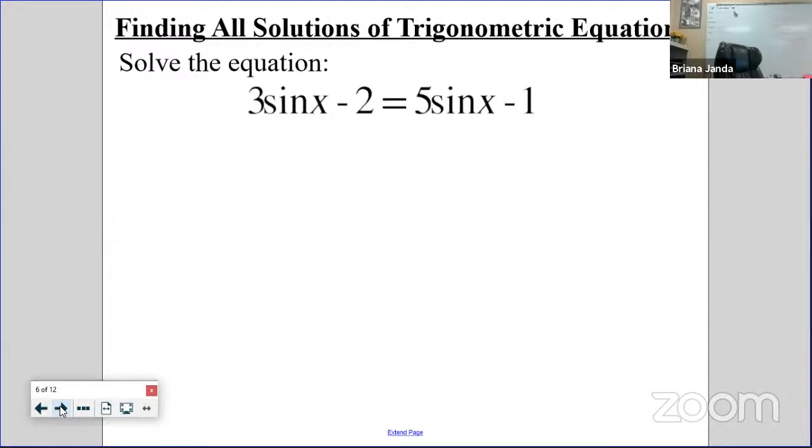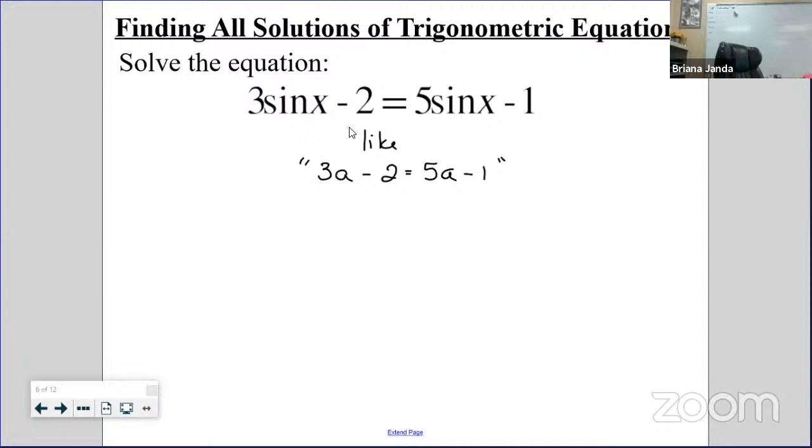When we see these problems, remember the sine of x, cosine of x, tangent of x, all of those, think of it as a variable. So this is similar to 3a minus 2 equals 5a minus 1, right? It's not a, it's sine of x, but I solve it just the same. I get my like terms on one side. I get everything else that's not on the other side. I get that like term completely by itself. And then we have to think through our unit circle, okay?